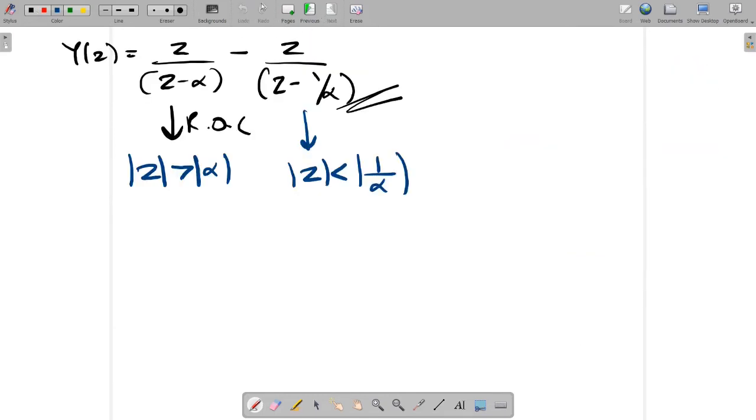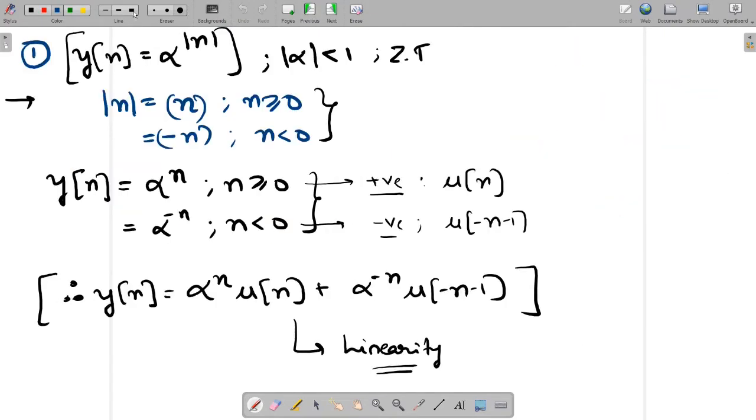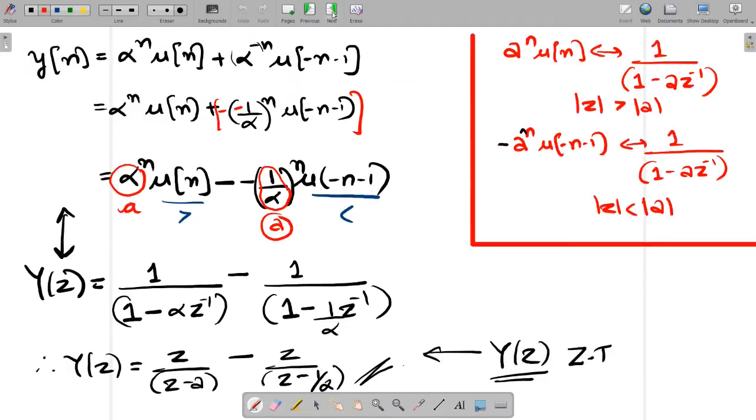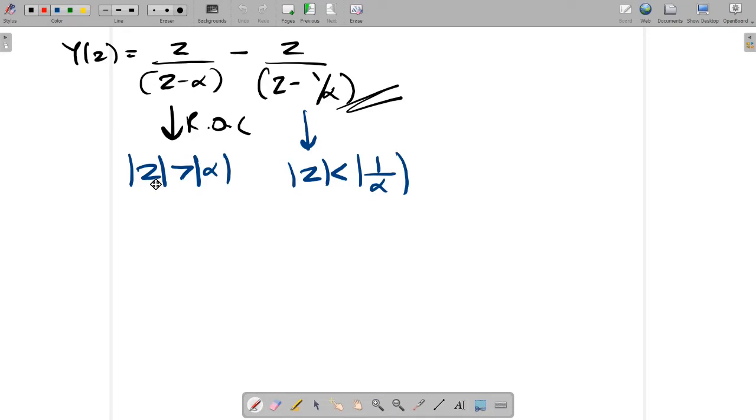Alright. Now, if you see the sum properly, in the sum it is given that mod alpha value is less than 1. What is the meaning of that? Alpha is between minus 1 and 1. Okay. So, alpha is between minus 1 and 1 given to us. So what does this mean? If I say mod z is more than alpha, this alpha over here is between -1 and 1. Alright. So if I draw the ROC z plane, please.